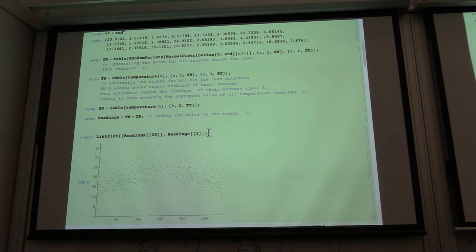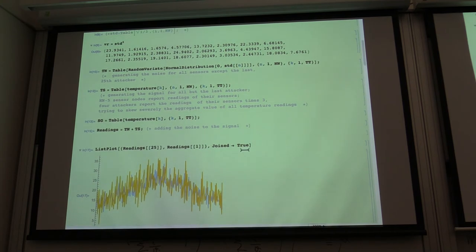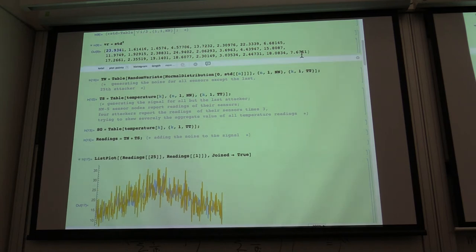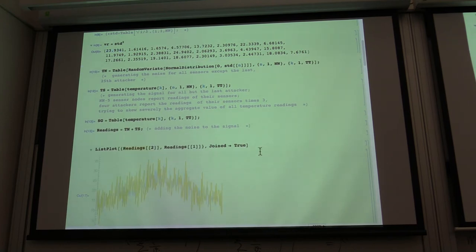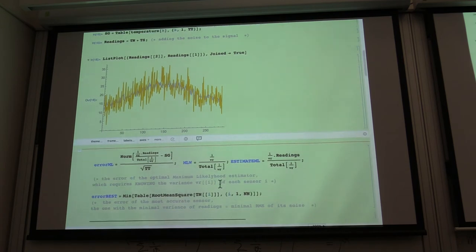Let's say join equals true, just to see better. You can see the yellow one has larger variance, because it corresponds to the variance 23. Maybe it's best if we look at sensors one and two. One of them, the blue one, obviously has much lower variance, and the orange one has much higher variance. Now we compute the maximum likelihood estimation.